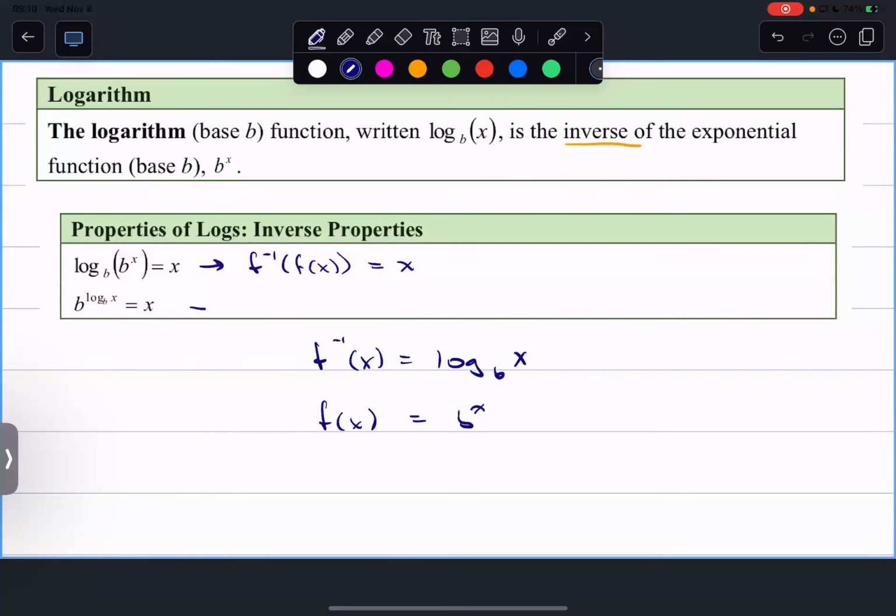Same thing here. What are we doing? B to the power of log base b of x is f of x composed with f inverse of x. So now the input is log base b of x. So b to the power of log base b of x is x, which is the same thing as saying f of f inverse of x is x. Right? Thinking back to function compositions. Good.